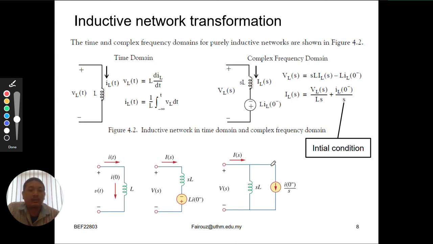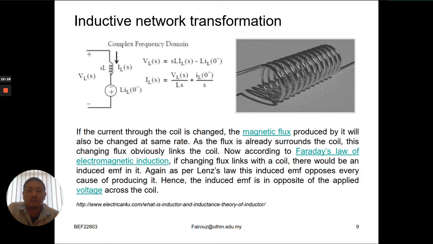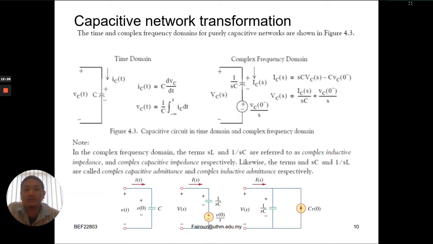So usually in examples or in questions, initial condition will be given. All right, so if the initial condition is not given, it's not provided, then you can simply assume IL equals to 0. All right, so basically it's the same thing, right? Now let's go to the final one, capacitive network transformation.